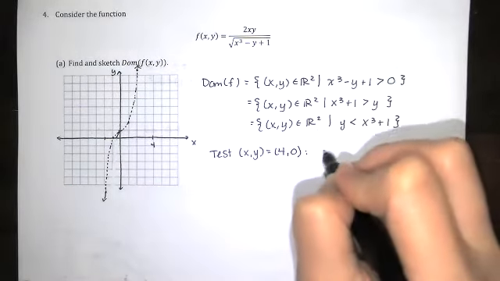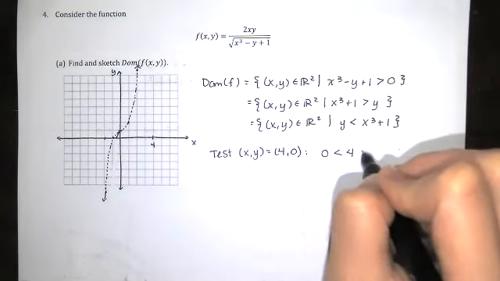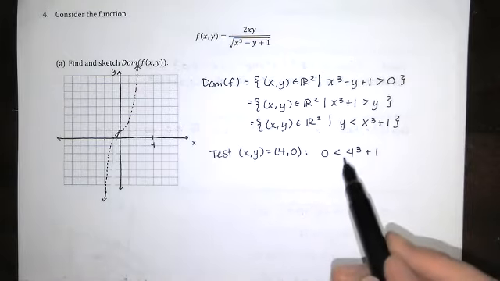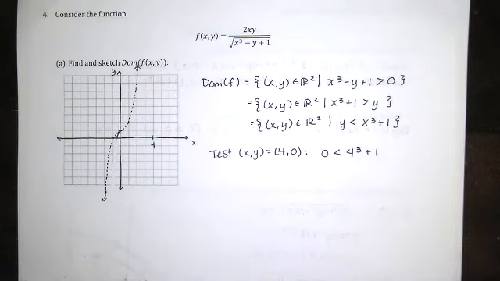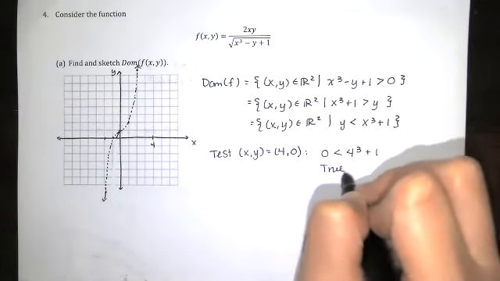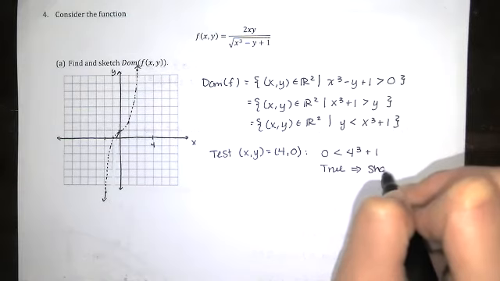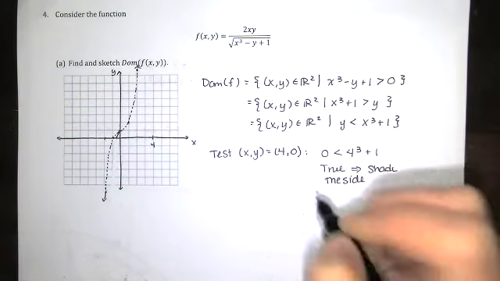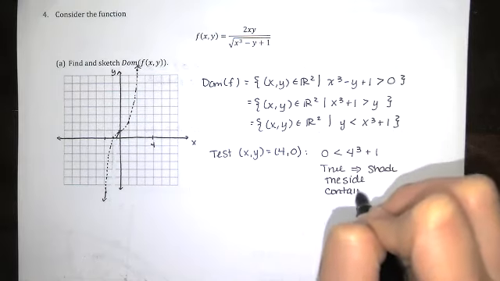So you just substitute 0 for y, you substitute 4 for x, and you look at that inequality. It's a true-false statement. Is this true or not? Is 0 less than 4 cubed plus 1? It is. It's true. So that means you're going to shade the side containing that point.